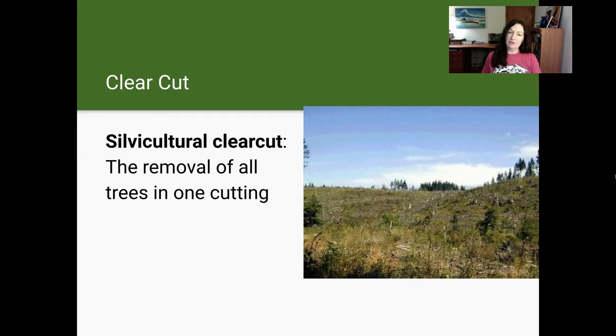So we'll talk about a few different types of cutting trees that are studied in forestry. So silviculture is a technical term for how you cut down and manage forests. So you guys are going to see silviculture throughout this presentation. So a silvicultural clear cut is just removing all the trees in one cutting. And this is one of the most damaging results for an ecosystem. It causes a lot of evaporation from the soil, takes out a lot of moisture, exposes the surface for soil erosion and wind erosion. So this is often a type of silviculture or forestry that you don't want to see.